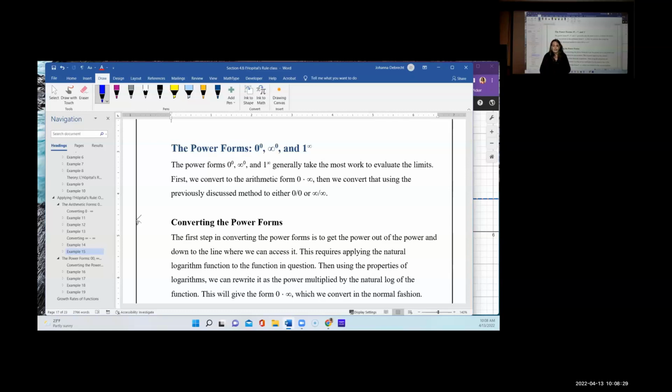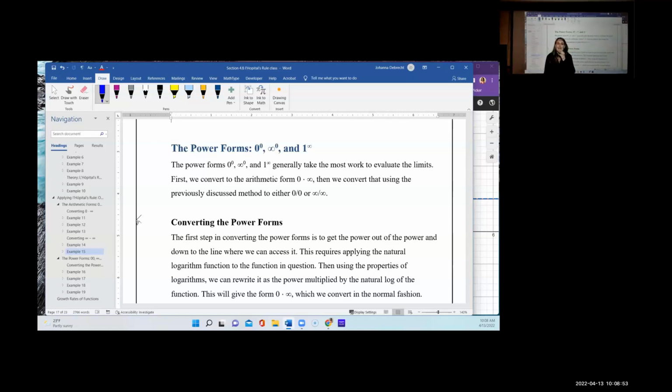Use logs. We used natural log. So we took the natural log of it in order to get the power to the front, and that gives you the product of the original power times the natural log of the base. That's what leads to the 0 times infinity form. That's going to be the original power times the natural log of the base.